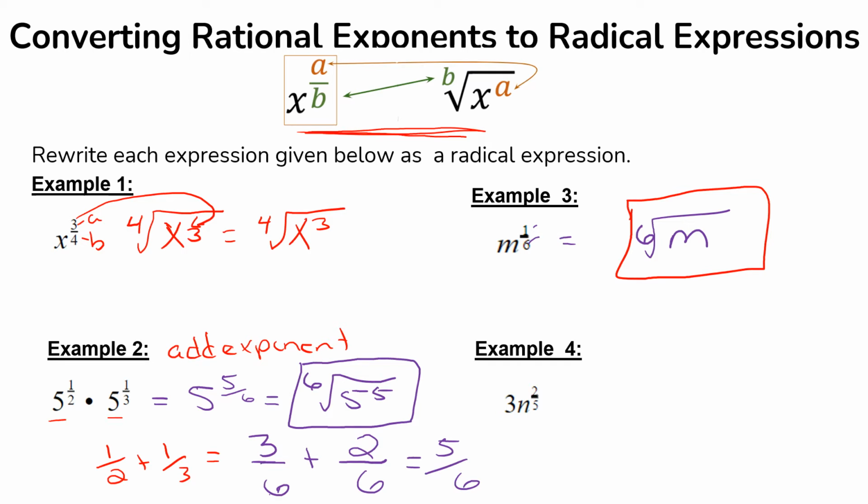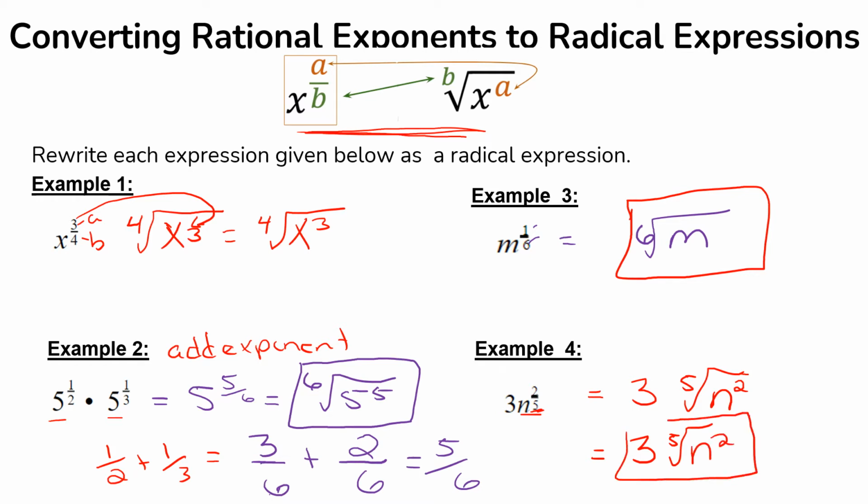If we look at number 4, I have a 3 n to the 2/5 power. The 2/5 is the exponent for the n. So I'm simply going to bring over my 3. Then I need to rewrite this n to the 2/5 power with the radical. Once again, that 5 is my index, so that goes in front of my radical. N is my base, and then 2 would be my exponent underneath the radical. Let me just write that a little neater. So that would be 3 times the 5th root of n to the 2nd power. All right, so I have rewritten all of these expressions using a radical.